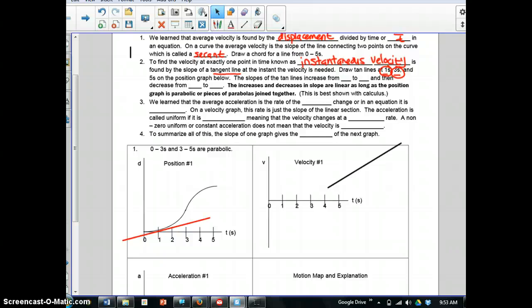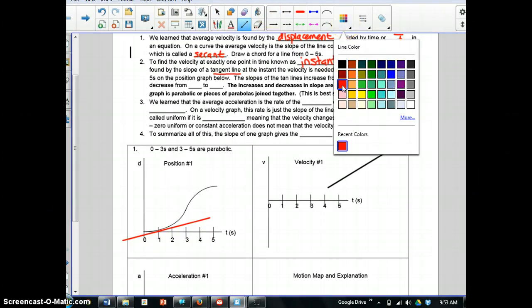Looking at the tangent line at, what is it, 3 seconds is the next one? At 3 seconds here, we change the color, like blue. Would the slope increase or decrease from at 1? It would increase, right? The slope would be steeper.